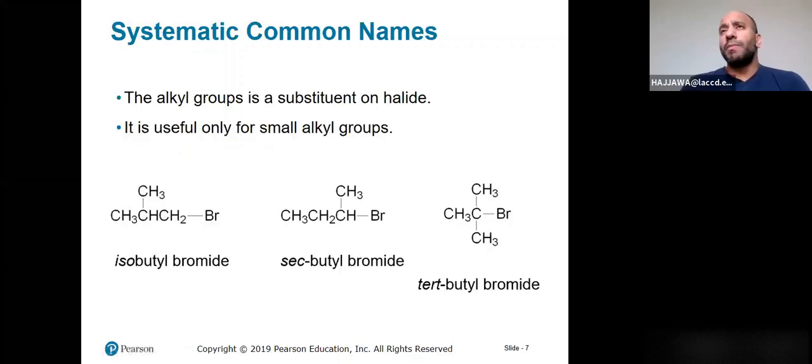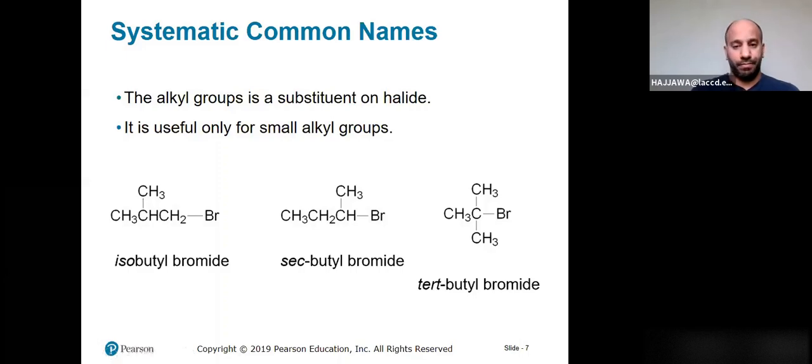Some common names based on alkyl substituents that we have learned in chapter 3. So this is the isobutyl group. So this would be the isobutyl bromide. This is the sec-butyl. So this would be the sec-butyl bromide. And this is a tert-butyl. So this will be the tert-butyl bromide. So these are common names. You cannot be using those as IUPAC names.